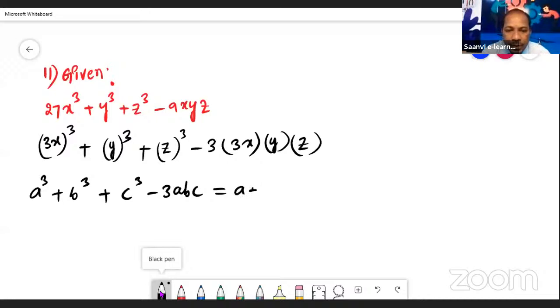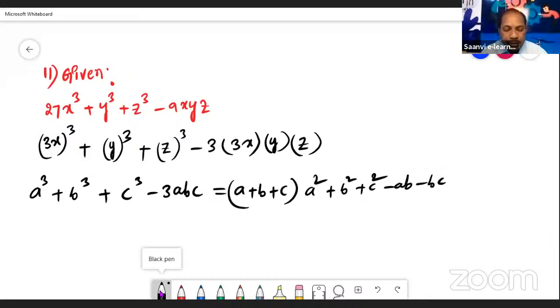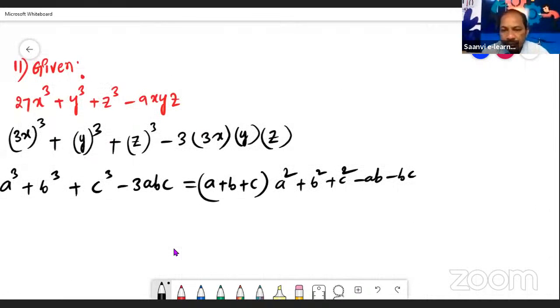So we have the formula a cube plus b cube plus c cube minus 3abc is equal to, what is the formula here? A plus b plus c into a square plus b square plus c square minus ab minus bc and minus ca. So this is the formula, children. Okay. So a cube plus b cube plus c cube minus 3abc is equal to a plus b plus c into a square plus b square plus c square minus ab minus bc minus ca. Right?